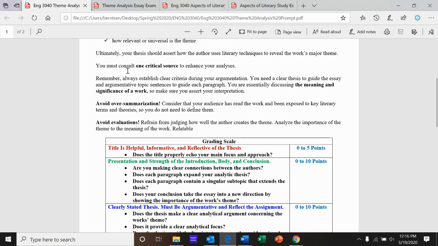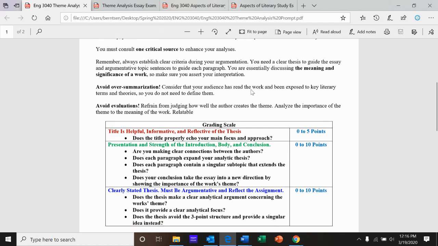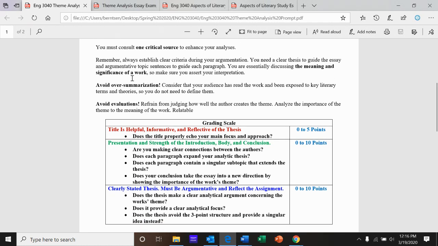As part of the requirements for the WD course, right, you must consult one critical source to enhance your analysis. So again, make sure it's a scholarly source, peer-reviewed, and so forth. Remember, always establish clear criteria during your argumentation. And analysis is always an argument, so you need to have a clear thesis, guided by, of course, argumentative topic sentences. You're essentially discussing the meaning and significance of a work, so, of course, make sure you assert your interpretation.